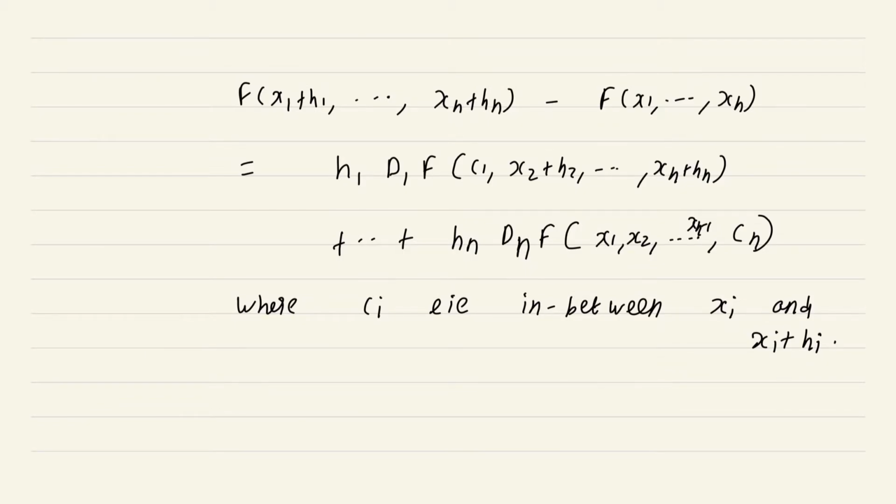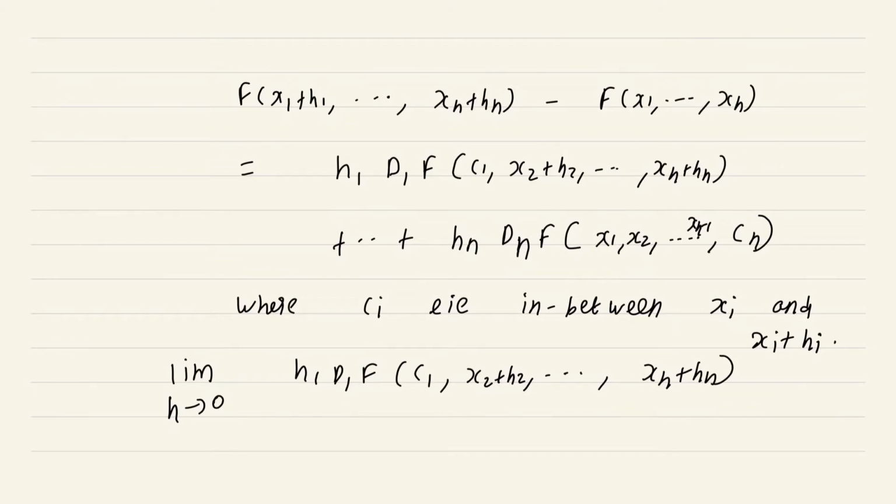Well, we are going to show that the limit as h goes to 0 of h1 d1f of c1, x2 plus h2 comma dot dot dot xn plus hn, divided by norm h to the power m, is equal to 0. Okay, we'll just tackle the first term in an analogous way. I leave it to you to tackle the other terms.